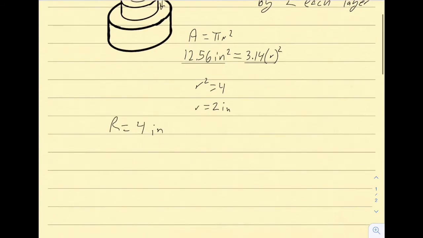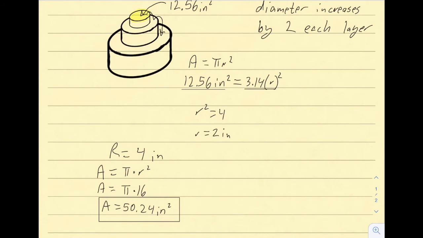And now to find the area, we have to do pi times R squared. So the area is equal to pi times 16, which, using 3.14 for pi, is going to give us 50.24 inches squared. Now you might be tempted to stop there, but we have to be careful.